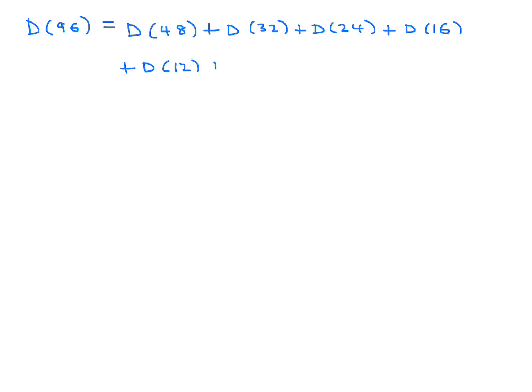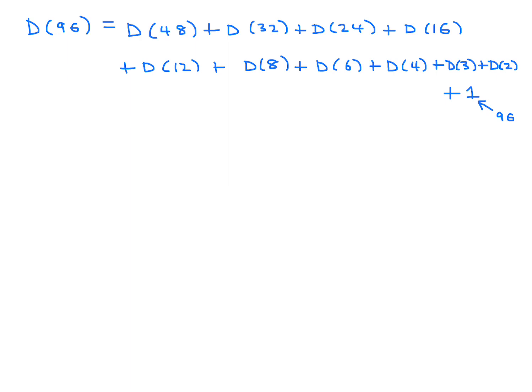Okay, so I will do D96 and off we go. D96, as we have previously concluded, will be a sum of the D's of the factors of 96, which are 48, plus 32, plus 24, plus 16, plus D12, plus D8, plus D6, plus D4, plus D3, plus D2, and as previously mentioned, we have to add on a 1 at the end because that represents the representation of 96 when we have just one number.